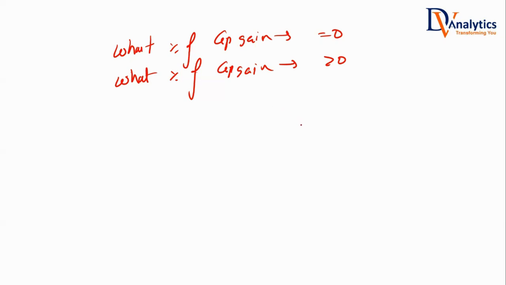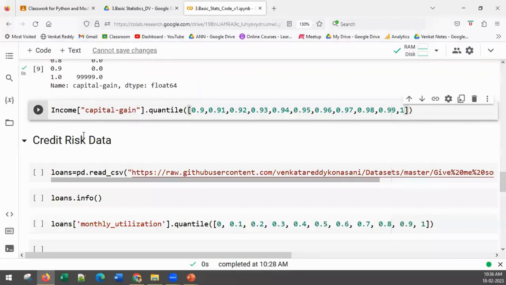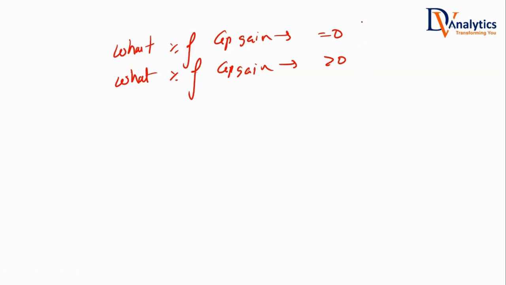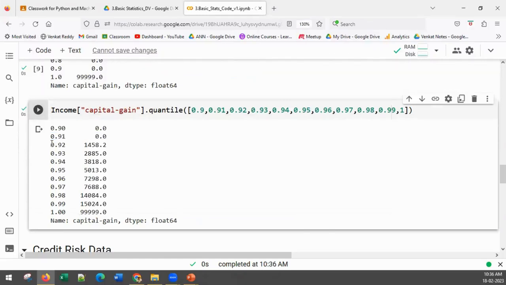So we would say 8 plus 2, you are telling only 10%. Where did the remaining 90% go? How much percent of the data is 0? 91% of the data is 0. Yes or no? Sir, 92. 92% of the data. What is the 92 percentile? Zero. How much is it? 91 and 9. The 92 percentile is 1458. I can see that. Yes or no? Check that out.